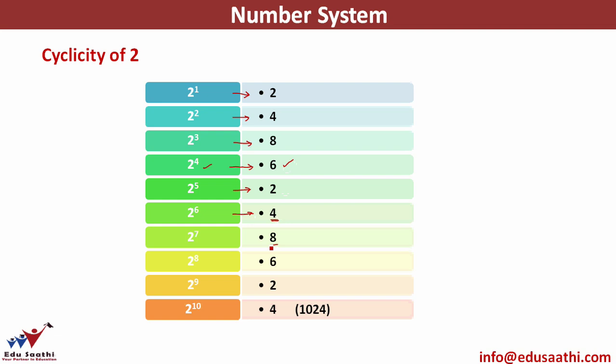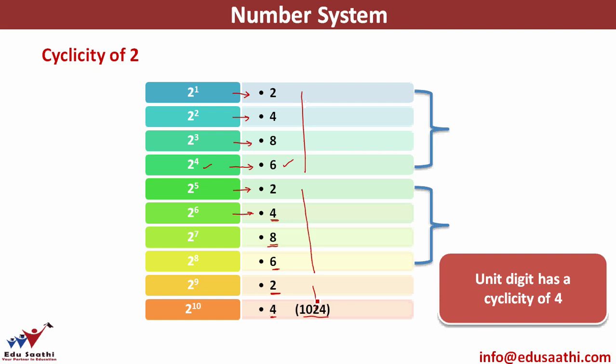2 raised to power 7, 128. I will keep 8. 2 raised to power 8, 256. I will keep only 6. 2 raised to power 9, 512. Keep 2. 2 raised to power 10, the value is 1024. I will keep only the last digit, which is 4. Now once I do all of these things, I will observe 2, 4, 8, 6, 2, 4, 8, 6. So what is happening? This thing is getting repeated. So I have a cyclicity of 4. The unit digit 2 has a cyclicity of 4.